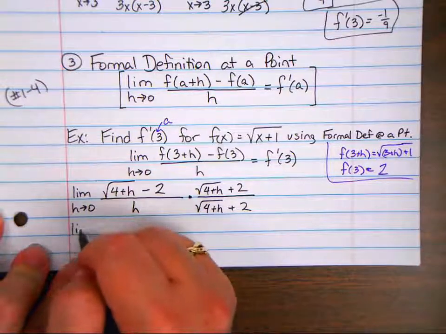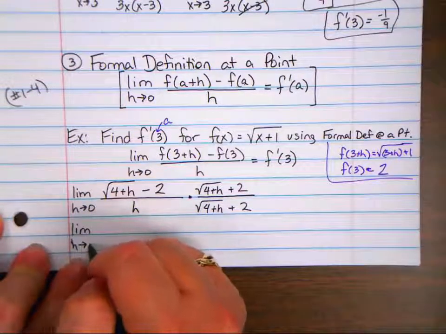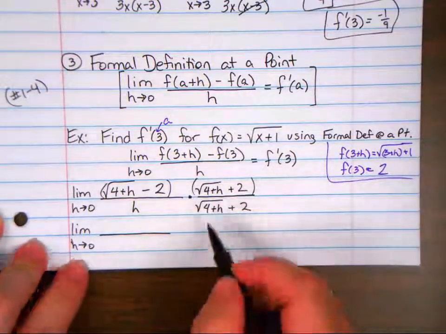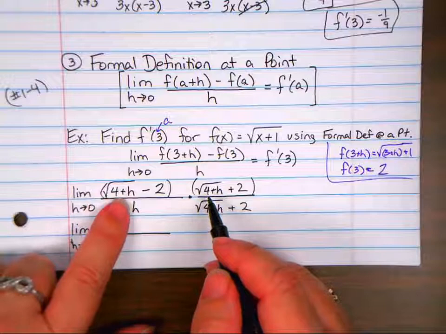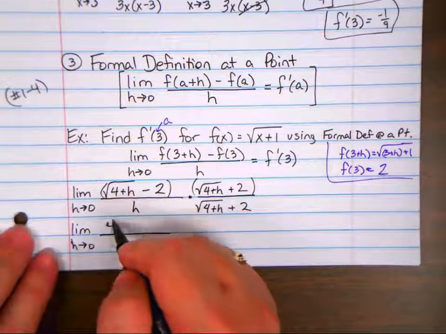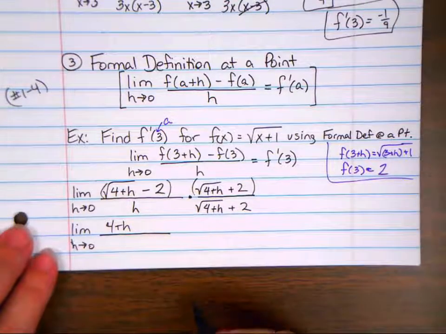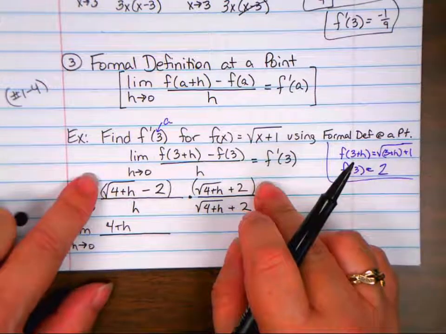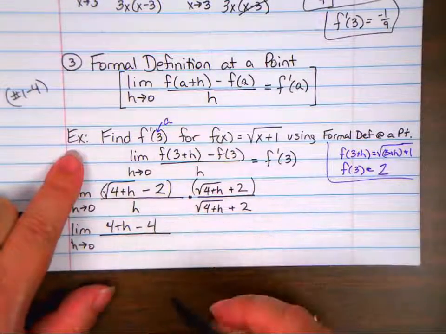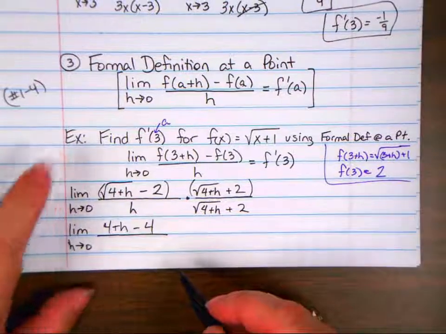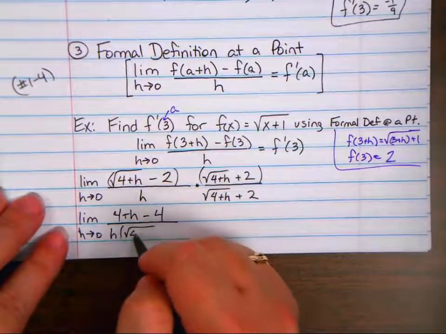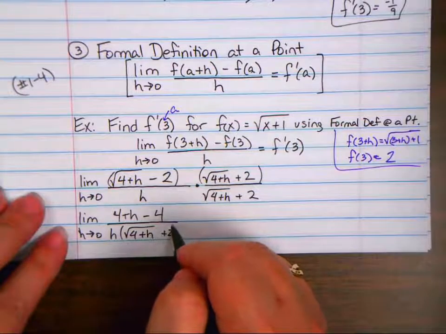So now I need to FOIL out the numerator. What is the square root of 4 plus h times the square root of 4 plus h? 4 plus h. Outside and inside always cancel with conjugates. So my last is going to be negative 4. Agreed? The denominator I am not going to multiply out. And you'll see why in a minute, if you don't already know why. Okay.